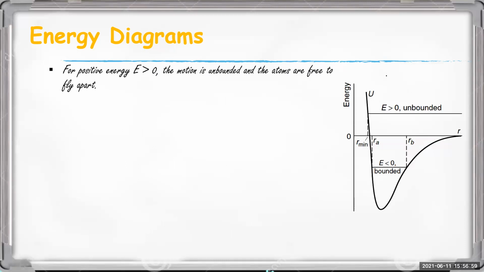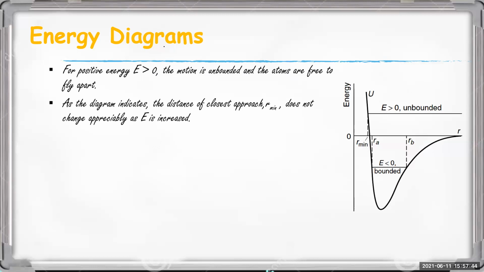From the energy diagram, look here. If the total energy is greater than 0, then the motion is unbounded. So the atoms are free to fly apart. If the two atoms are free to move apart, the total energy is greater than 0.